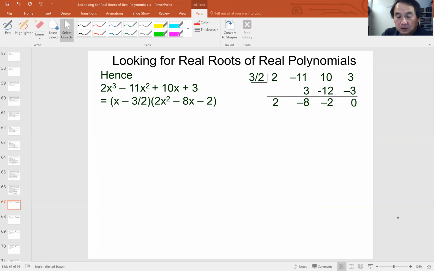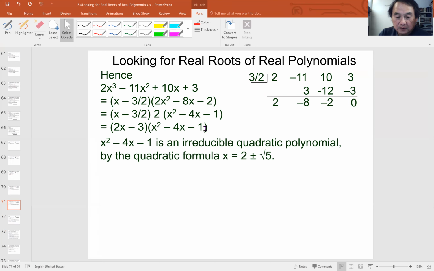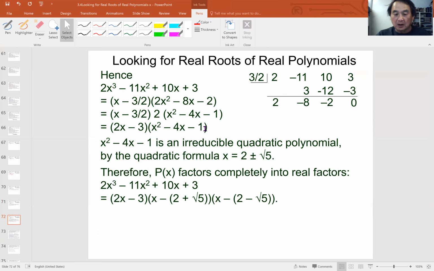So now we take the quotient and factor out the 2, and I take the 2 and multiply it in to make the front factor look better. I write it as 2x minus 3 if you want to. Then how do we factor that? Well, we can only use the quadratic formula, or factoring into the 2 real factors. So this polynomial breaks down into 3 real factors.